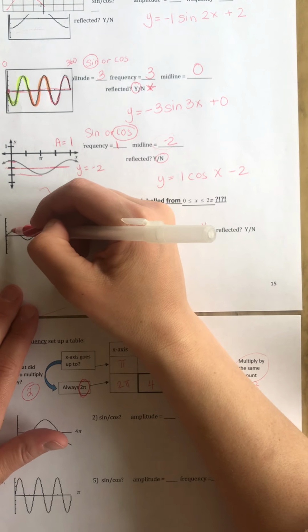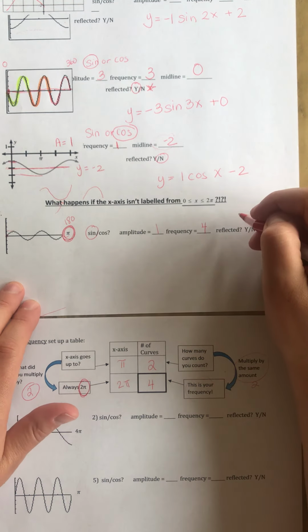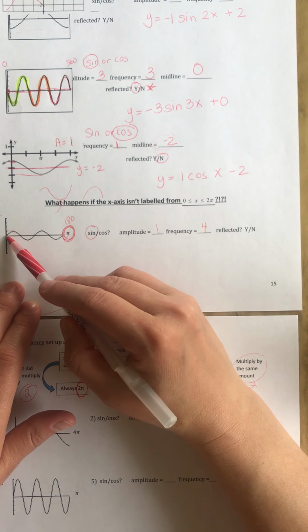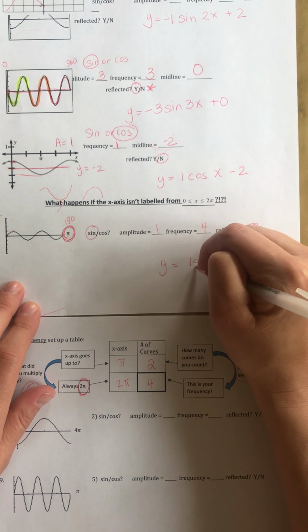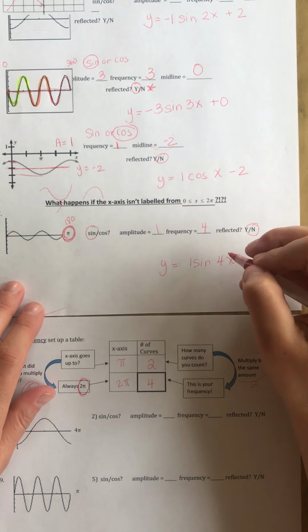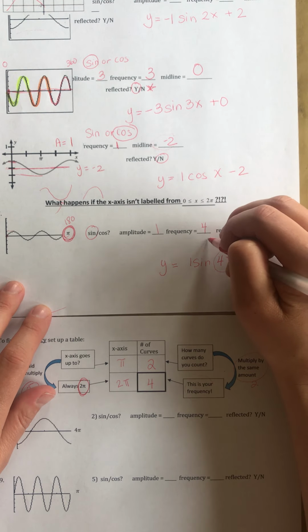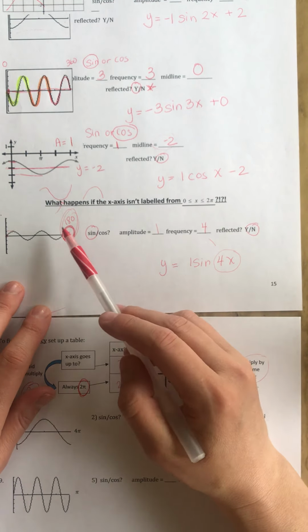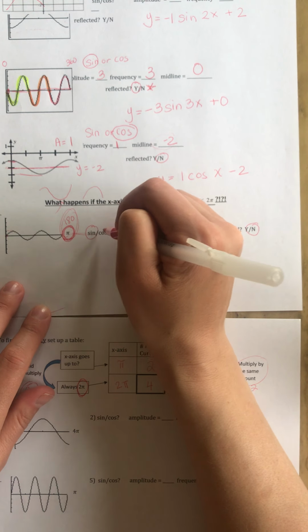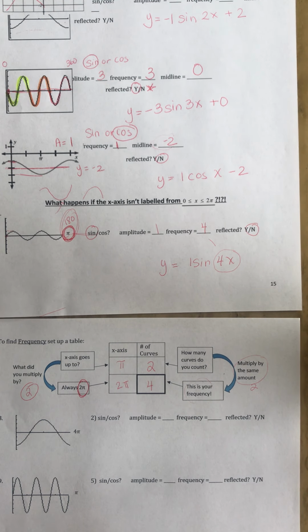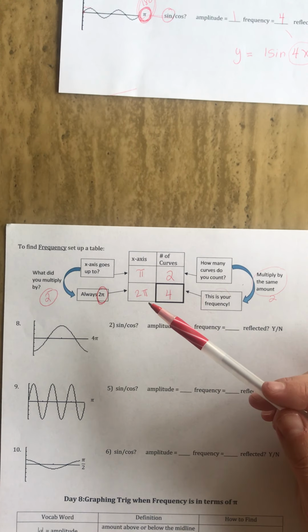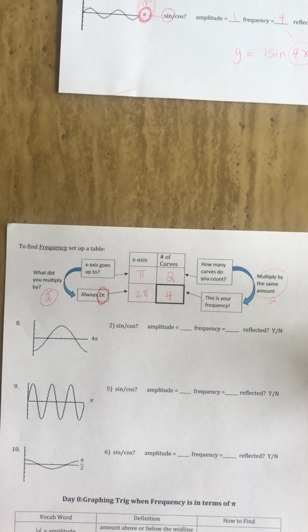Our amplitude right here is at 1. Was it reflected? It's a sine curve, so it is moving upward, so no. So we have y is equal to 1 sine 4x. And again, the reason why this is 4, it's doubled, is because this is only 180. If there's 2 curves from 0 to 180, from 0 to 360, there would be double that amount. Okay? All right, let's try one more. And then if you have any questions, please make sure that you contact me so I can help you with any of those if you need help.